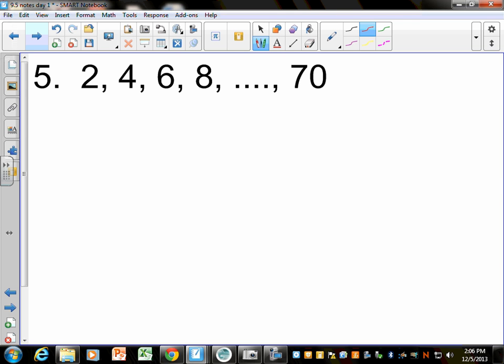So what if I wanted you to add up 2, 4, 6, 8 all the way to 70? Definitely you could do that on your calculator, but the idea is that the formula will be faster because you take the number of numbers times the first plus the last divided by 2. On this one, we know the first and we know the last, but the trickier part is the number of numbers. But you should be able to figure that out on this one, right?